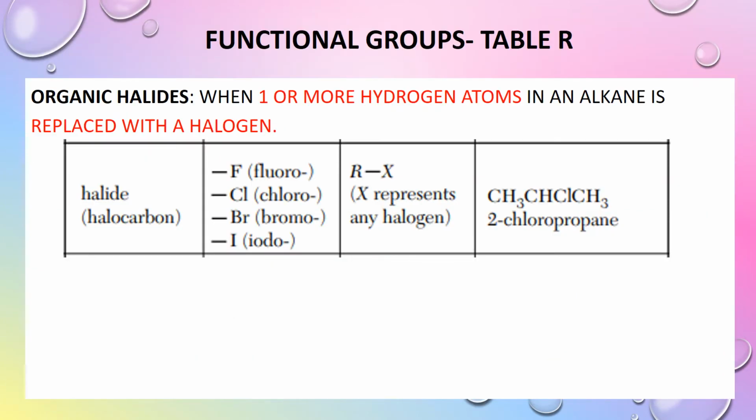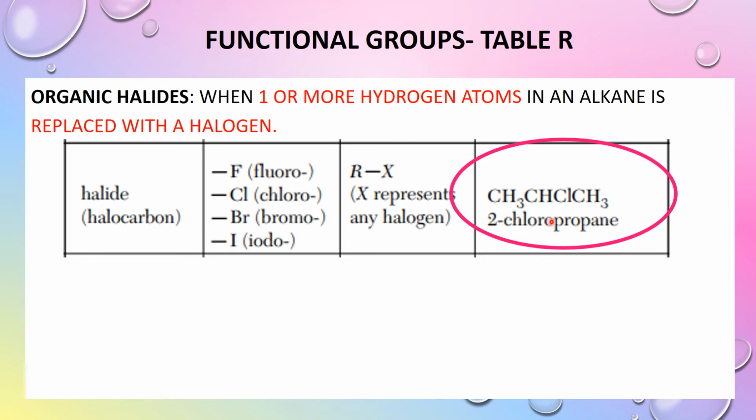Okay, so looking at the different functional groups, we're going to look at a couple of them today. The first one is the organic halides. This is when one or more hydrogen atoms in an alkane, so a single bonded carbon chain, is replaced with a halogen. This is right from table R. If you don't have table R in front of you, I put it in the notes for you. I'm going to pull out each one of them.